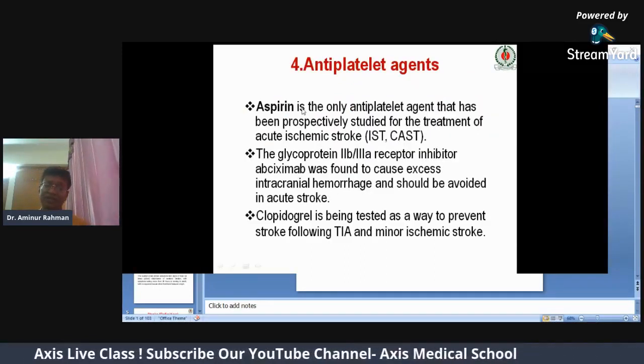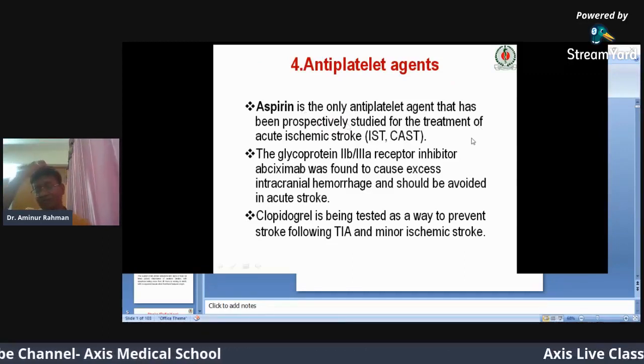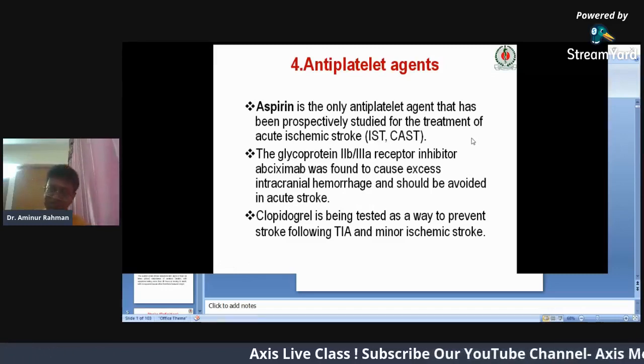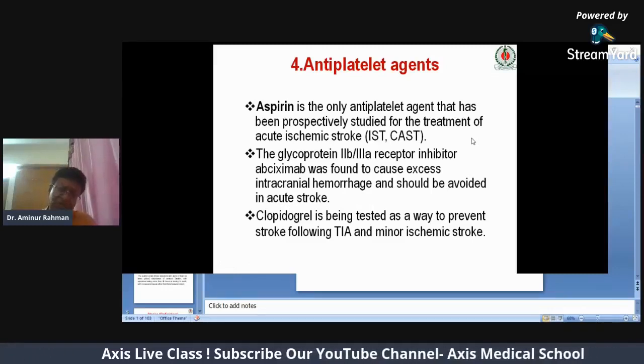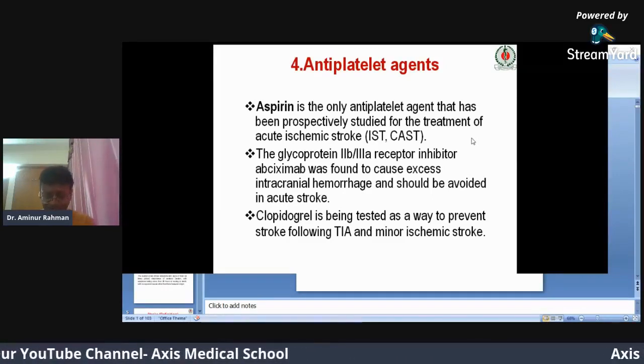Another is antiplatelet therapy. Aspirin is the only antiplatelet agent that has been prospectively studied in the treatment of acute ischemic stroke. So if you diagnose the type of stroke as ischemic stroke, you must give the patient an antiplatelet, this aspirin.